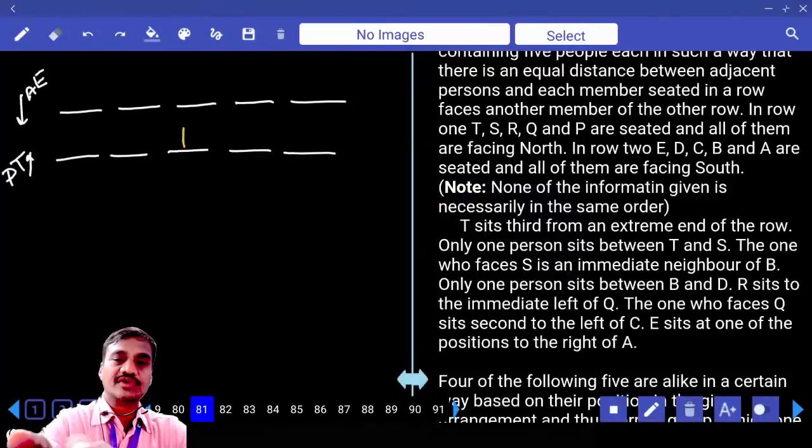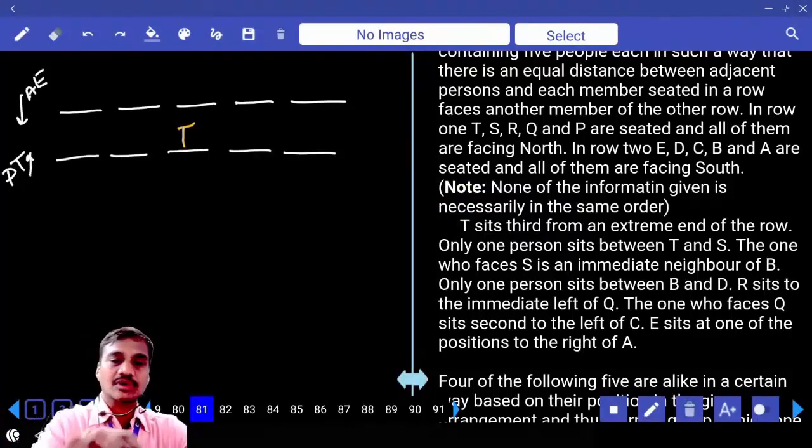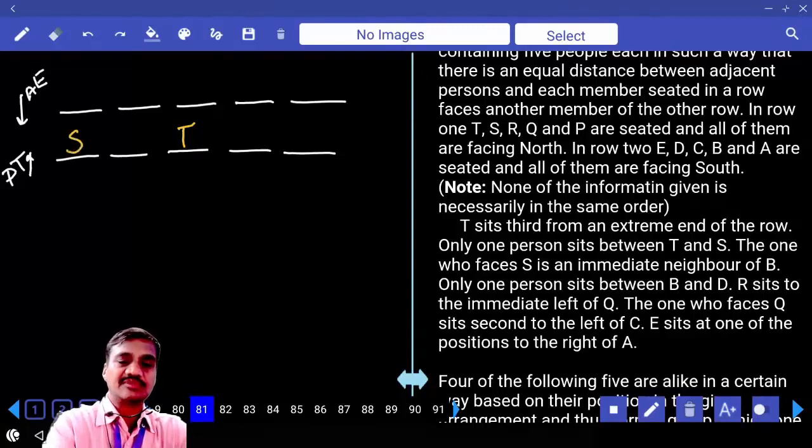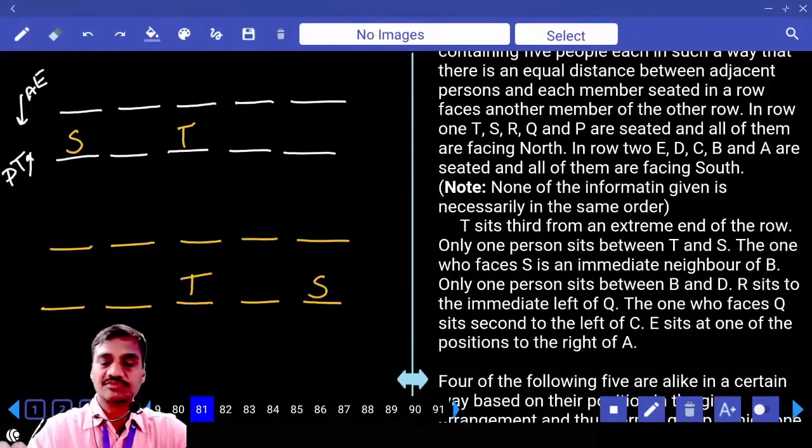T is third from one of the extreme ends of the row, either third from the left extreme or third from the right extreme. Only one person between T and S. S can be either at the left extreme or S can be at the right extreme. Now here there is a second possibility as well. T is here and S is at this place.